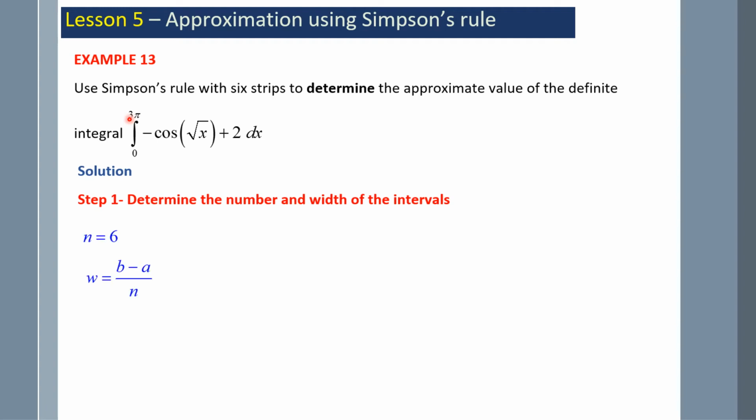So now we use that formula, w equals b take a over n. So here we're subbing in our terminals, our lower and upper boundaries. So 3 pi take 0 over 6. That means the widths of our sections are going to be pi over 2, our strips.